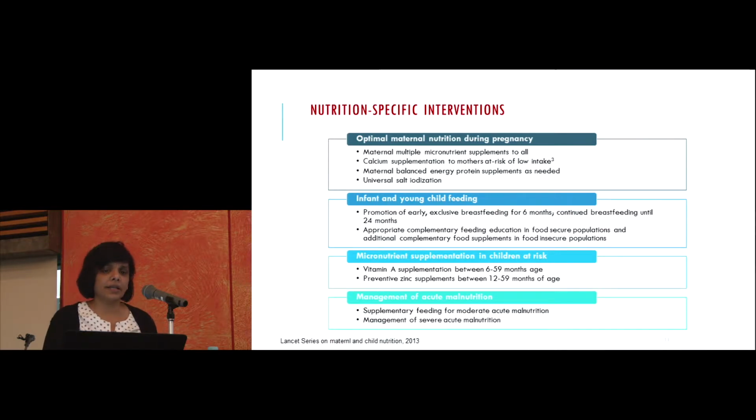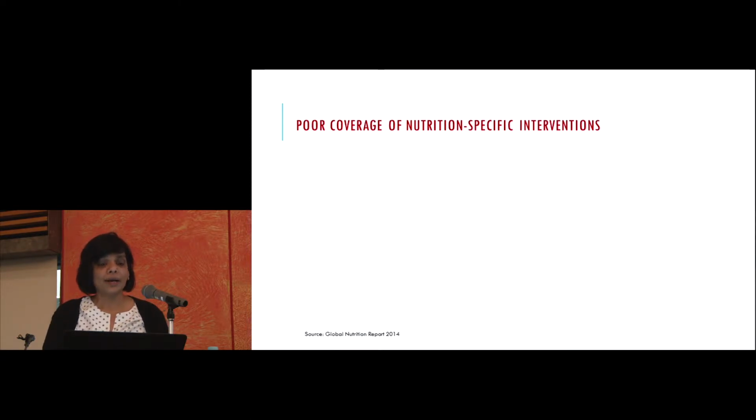Now, there are a set of nutrition-specific interventions. There is really no need to pay too much attention to this detail. There is an agreed set of 10 evidence-based nutrition-specific interventions of how the child should be fed, how the child should be taken to a referral center when they suffer from severe acute malnutrition, various supplementation interventions, and so on and so forth. So there is an understanding of what to do. But the issue we have is that we have very poor coverage of these nutrition-specific interventions.